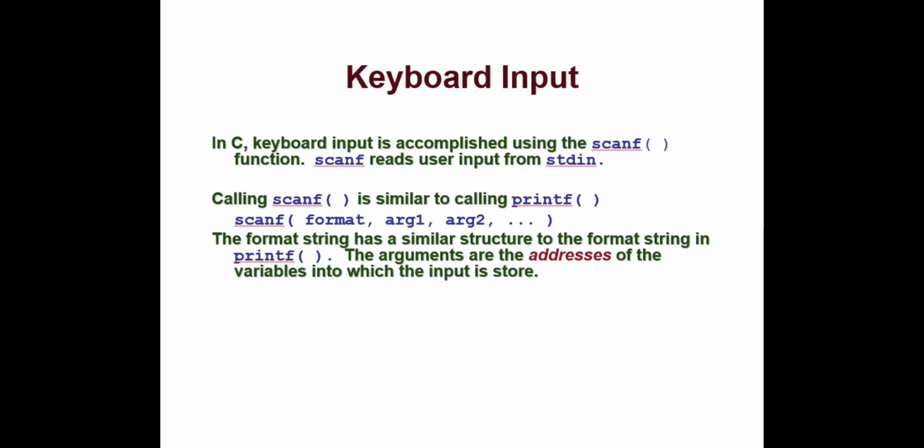Keyboard input. In C, keyboard input is accomplished using the scanf function. Scanf reads user input from standard input. Calling scanf is similar to calling printf: scanf(format, argument 1, argument 2, etc.). The format string has a similar structure to the format string in printf. The arguments are the addresses of the variables into which the input is stored.